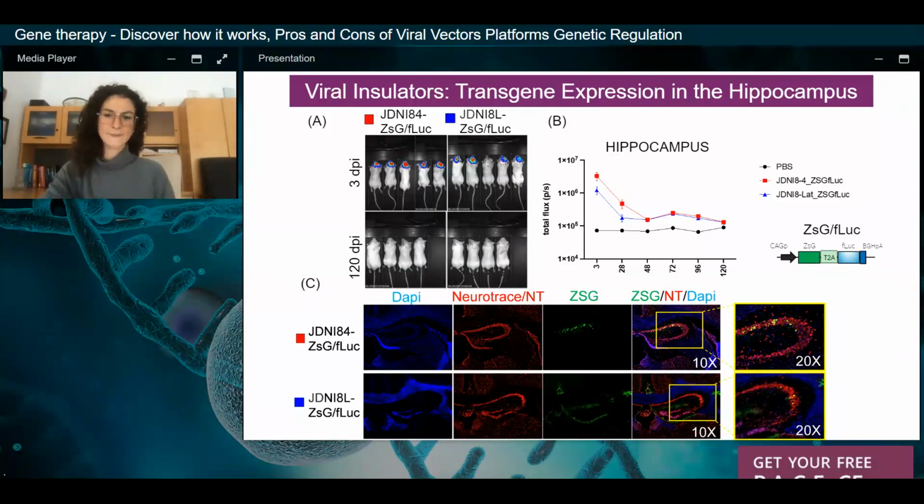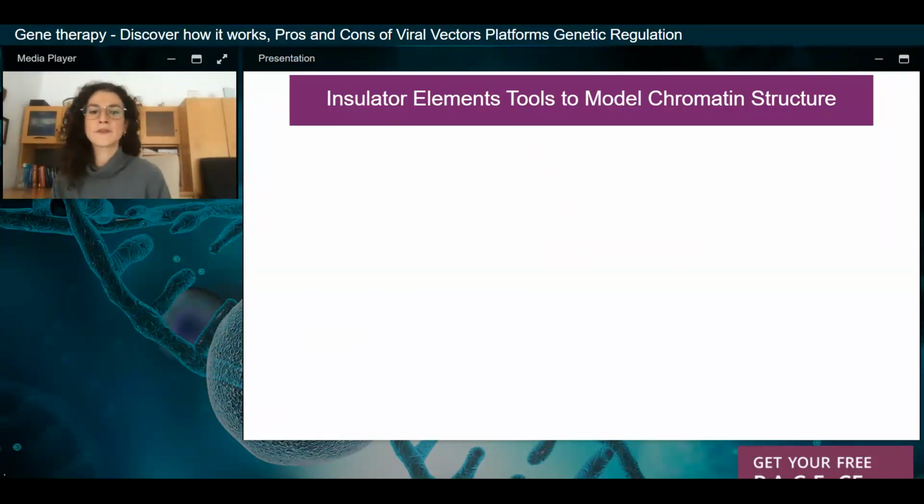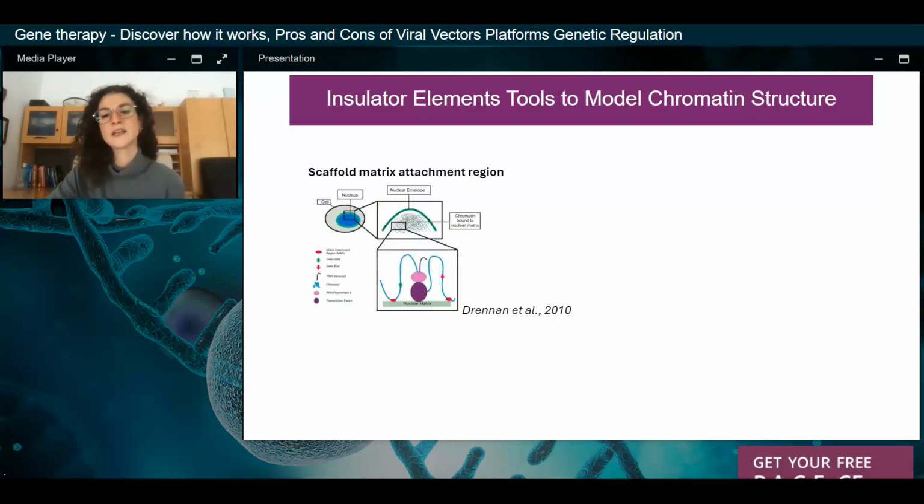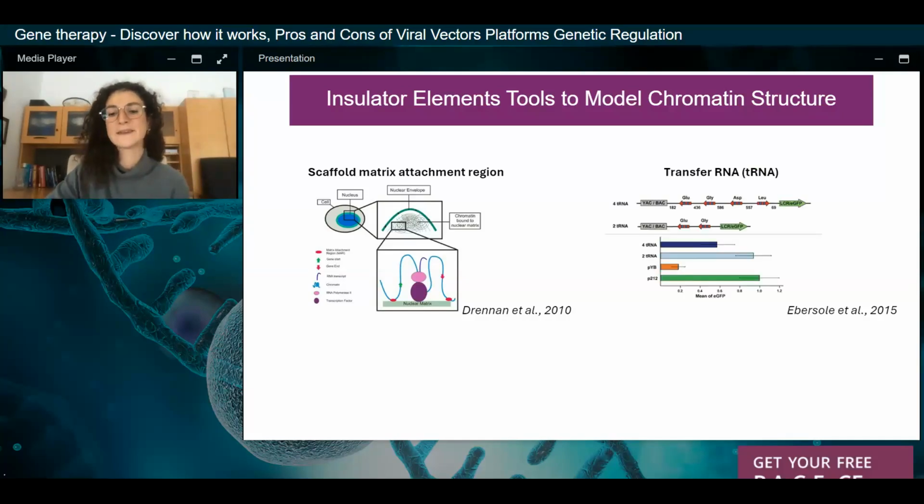So since we observed this decline, we decided to investigate cellular insulator elements. If the viral insulator elements can protect the transgene, we assumed that the addition of cellular insulator elements would influence the expression profile of these vectors. So we screened the literature and found other cellular elements that were used in other contexts or in other vectors. One of them is a matrix attachment region that showed protection of transgene, and tRNAs, transfer RNAs, that also showed protection of a transgene when a repressor was placed upstream from the promoter.